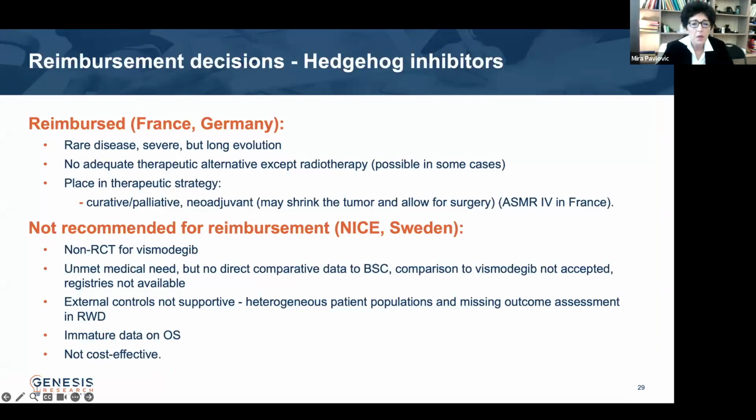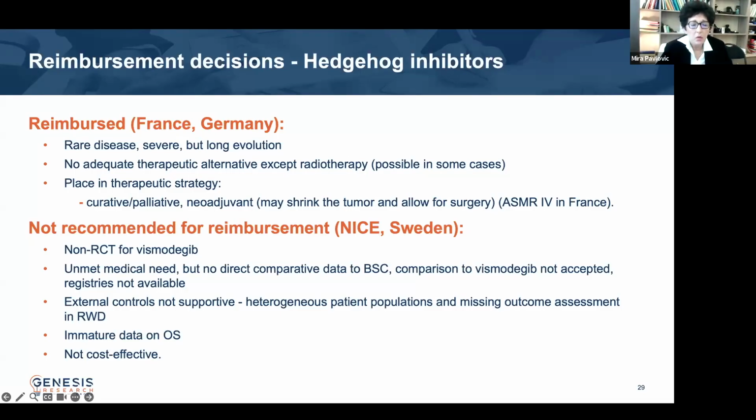At the end of the day, they were reimbursed in France, for example, and in Germany, because even if the data was bad, the quality was bad, it was taken into account that it was a very rare disease, it is severe, it's a long evolution, but there is nothing. Radiotherapy is possible, but not on half of the head. And even if the place in therapeutic strategy was not defined in the trial, people decided that it could be neoadjuvant, meaning shrink the tumor and allow for surgery, and it could be curative in some situations and palliative in others. So it was similar in Germany and in France.